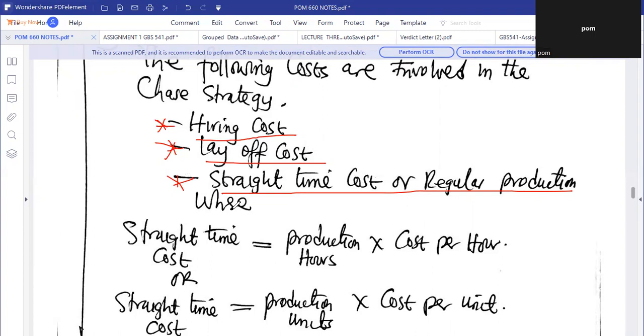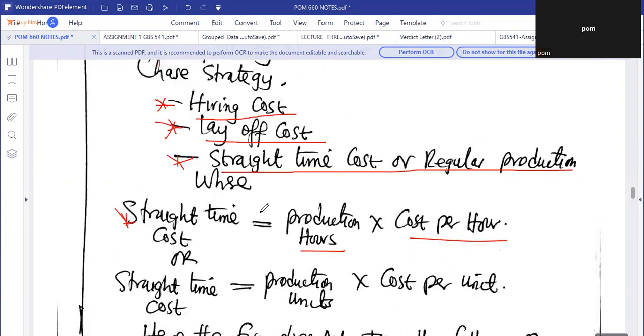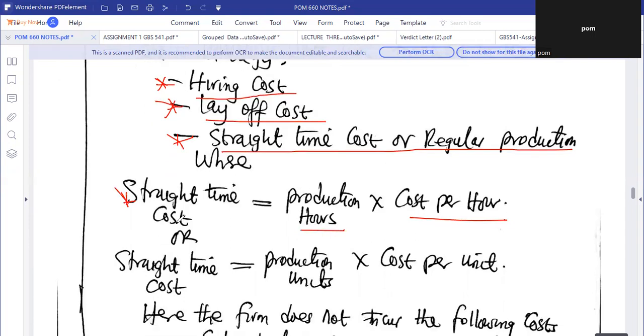Now, the straight time cost is equal to production hours multiplied by cost per hour. This is the formula for the straight time cost. This straight time cost is also called the regular production cost. So the first one is the straight time or regular production cost, which is production hours multiplied by cost per hour.